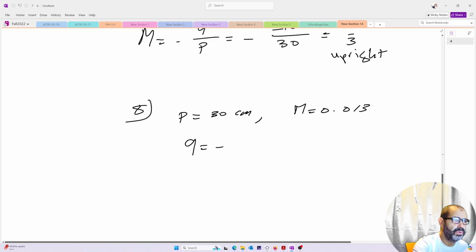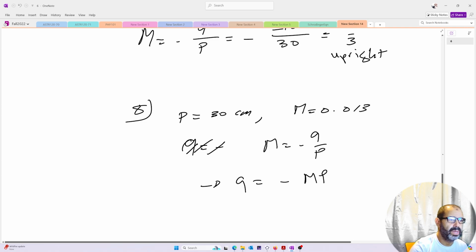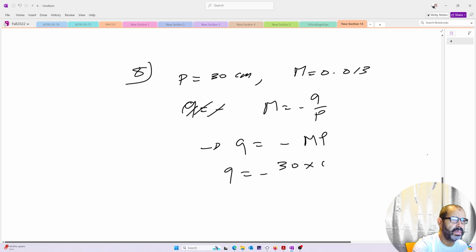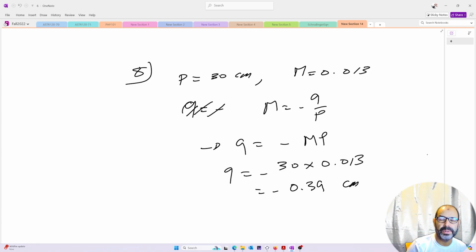From here, we can find Q, which is, by the way, M is equal to negative Q over P. From here, we can find what the image is supposed to be at negative MP. And we have M, we have P, so we know exactly what Q is. Q is equal to negative 30 times 0.013. And you can do the math in here, which is negative 0.39 centimeters. Okay, so that's what you're dealing with the eye, so the image has to form somewhere behind it, behind the cornea. Okay, not too far from it. This is not a huge distance.